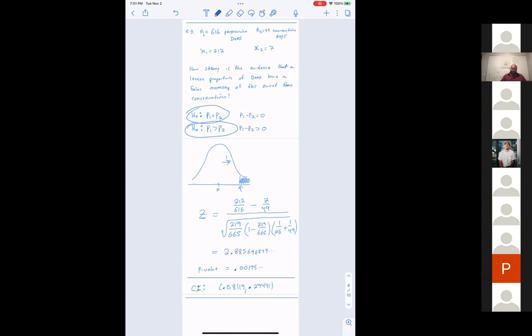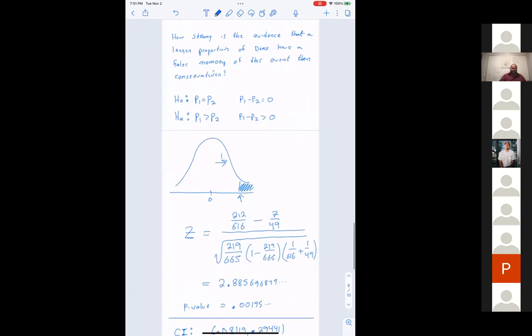But the answer said, could you assume that? The answer said, how strong is the evidence? The question, my bad. Yeah, so the question was how strong is the evidence that a larger proportion of the Democrats have a false memory of this event than conservatives? The null hypothesis is saying status quo, everyone's the same, everyone's equal, there's no difference, they're equal to each other. The alternative is, wait, no, I think we should test this. I believe that progressives have a larger proportion than conservatives.